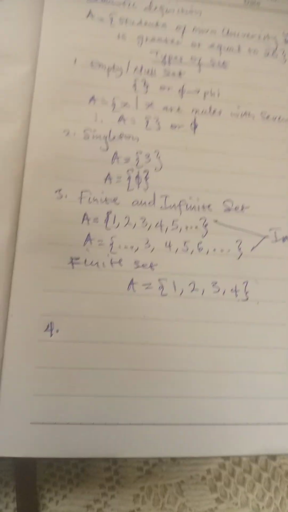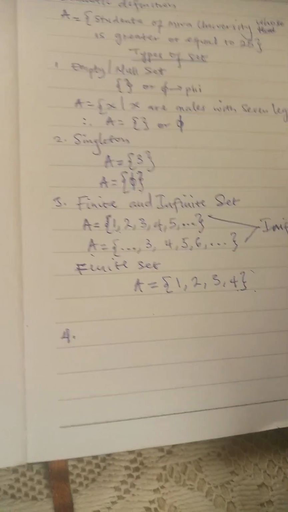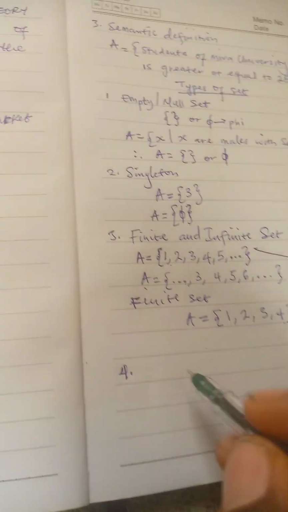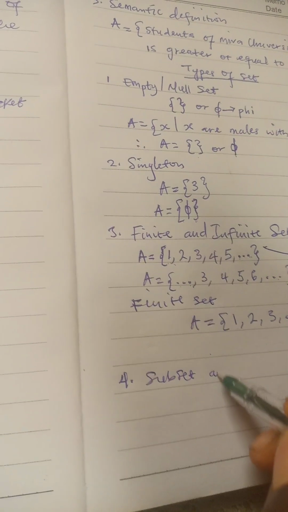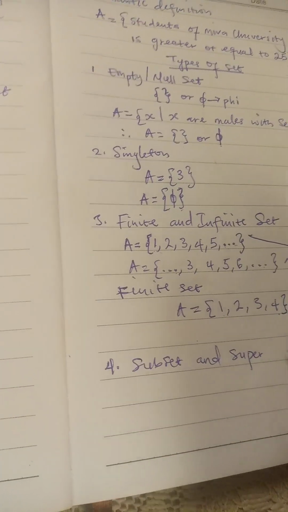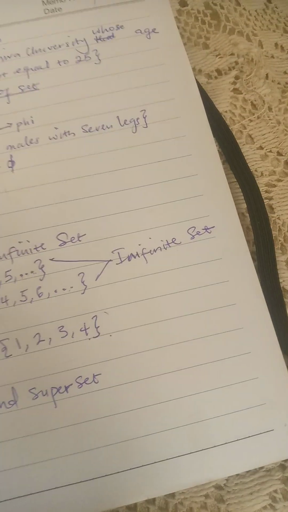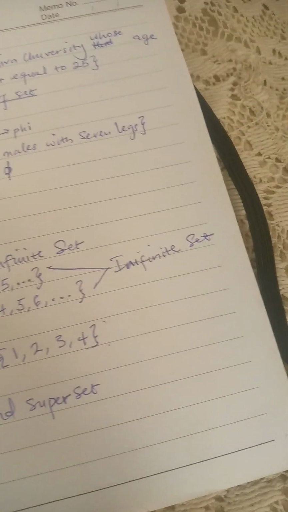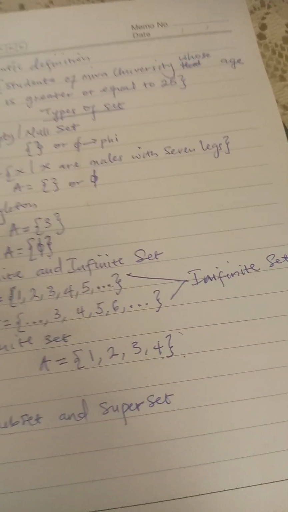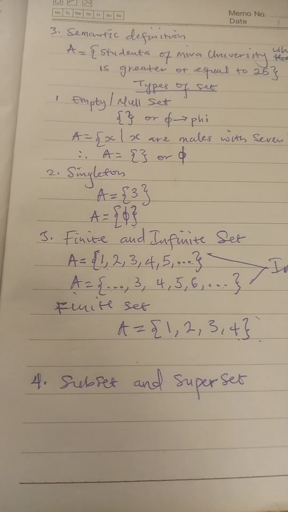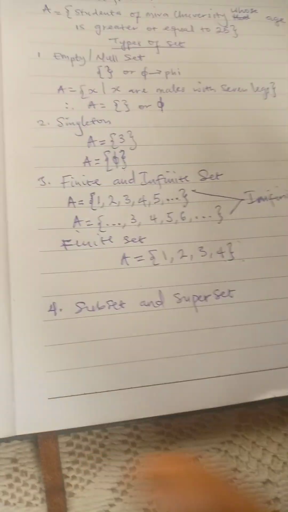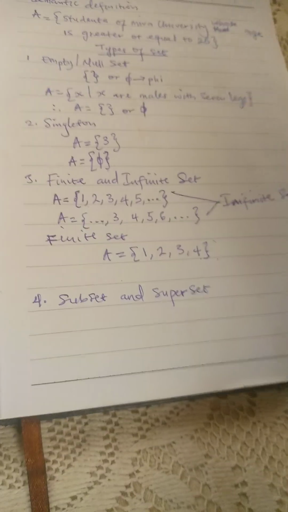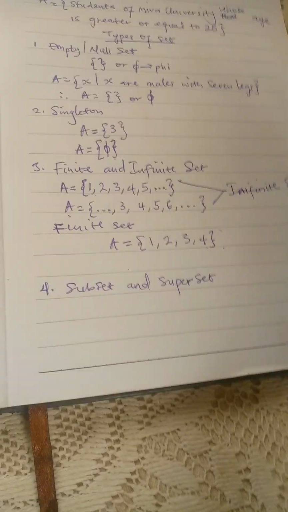Now let's move to the fourth one, which is subset and superset. Given two sets A and B, such that all the elements in B are contained in A.